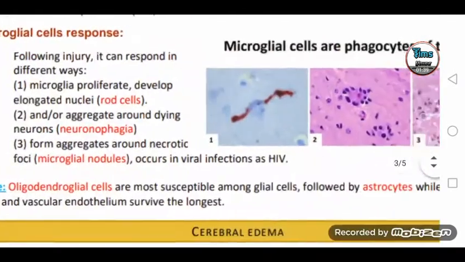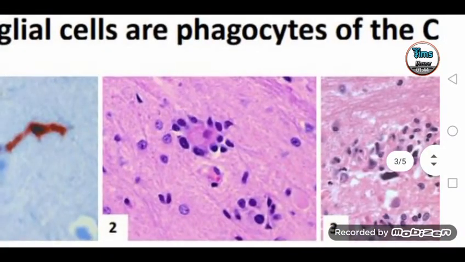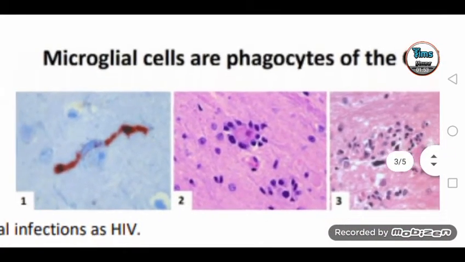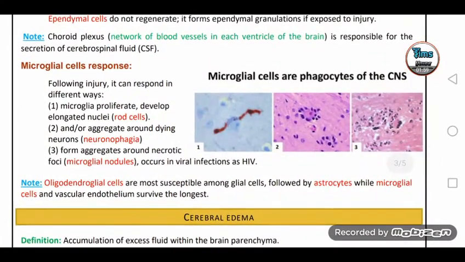Okay, as we can see in the second picture, these darkly colored cells aggregate around this pink neuron as it dies, so it can start the neuronophagia process. Neuronophagia, okay, the phagocytosis of a neuron. Okay, number 3, it can form aggregates around necrotic foci.